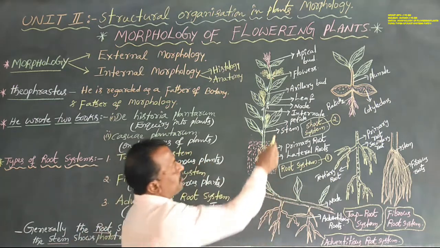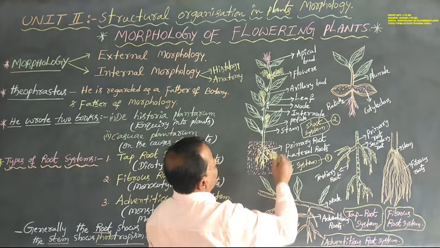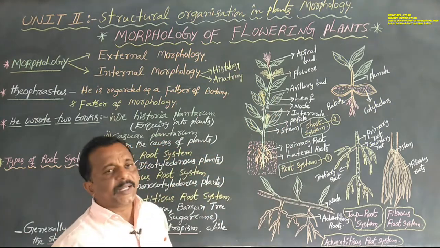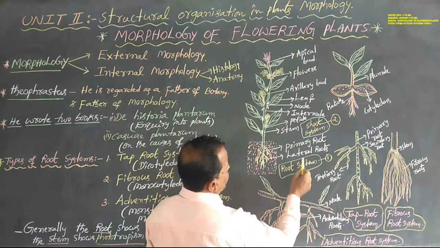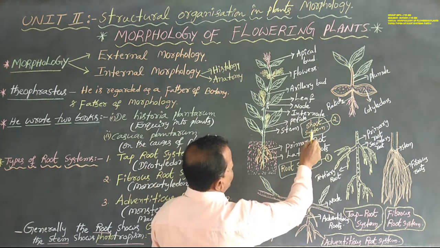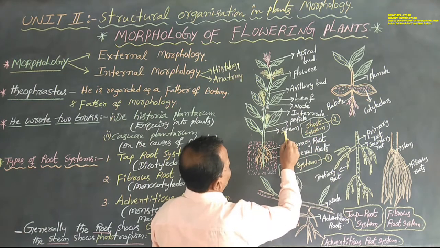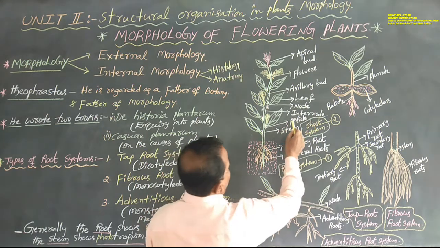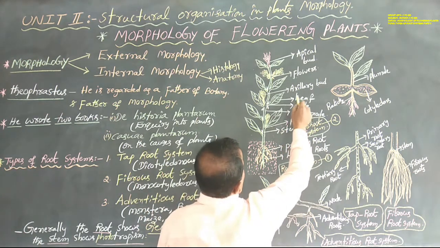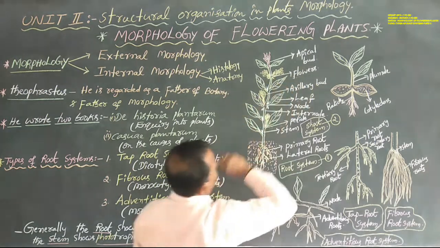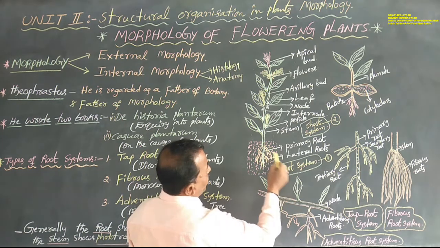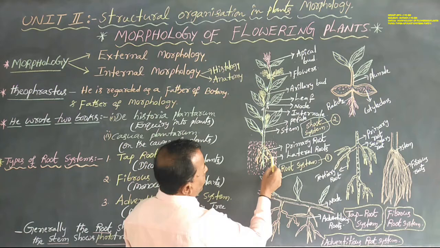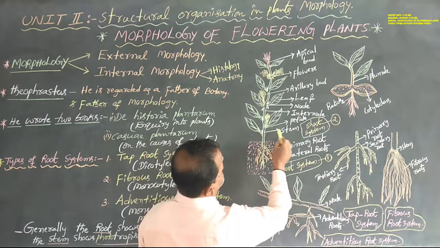This is one typical higher plant, or one typical weed plant. A typical weed plant consists of a root system and a shoot system, and the shoot system consists of stem, node, internode, leaf, axillary bud, apical bud, and flowers. Dear students, this is the root system, that is the primary root, and these are lateral roots including secondary root and tertiary root. This is a stem.